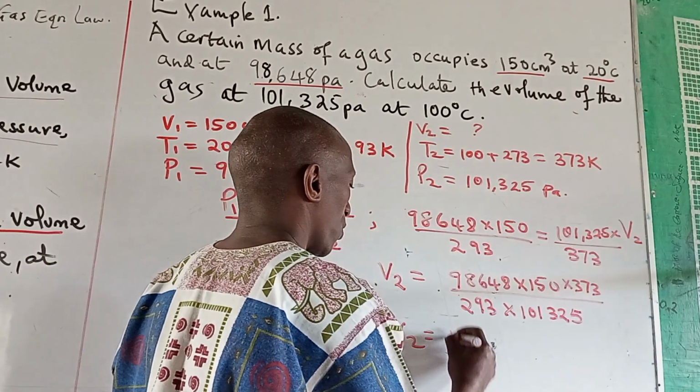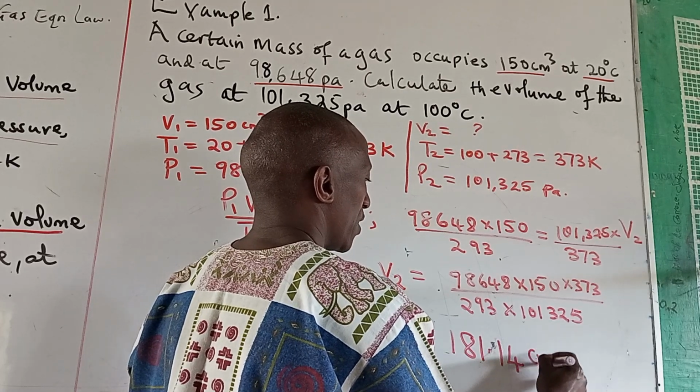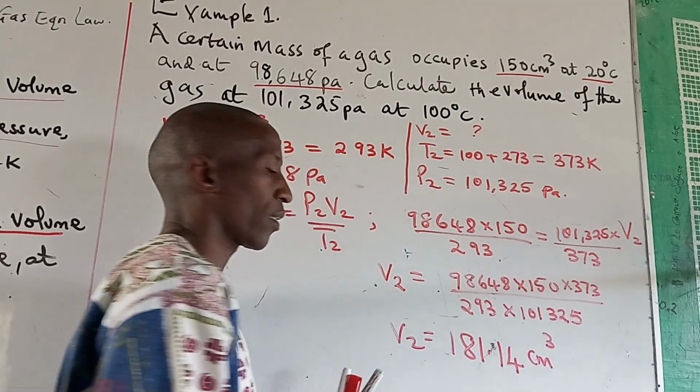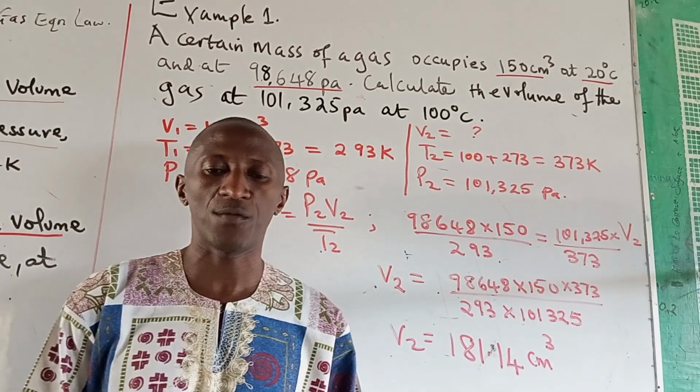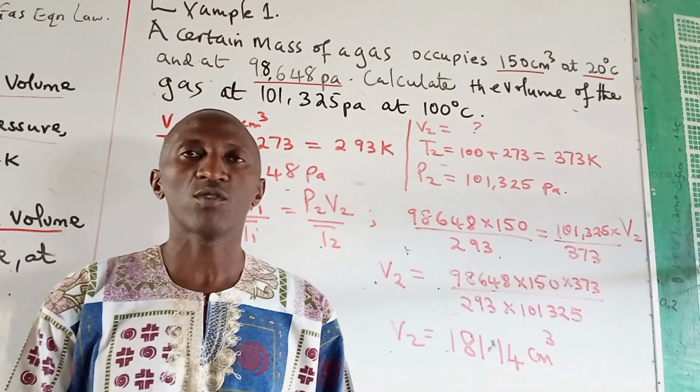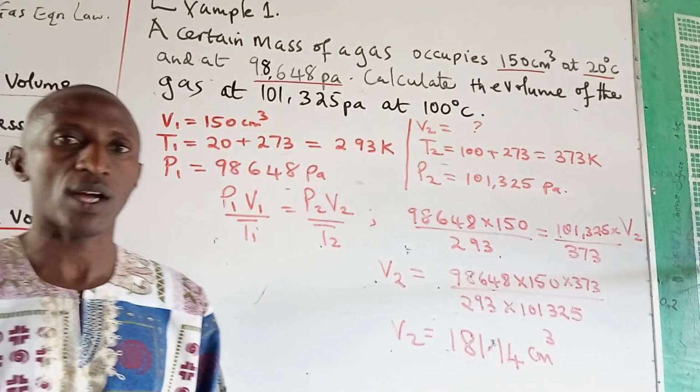181.14. That is 181.14 centimeter cubed. Straight away, let us look at question 2 in the next working.